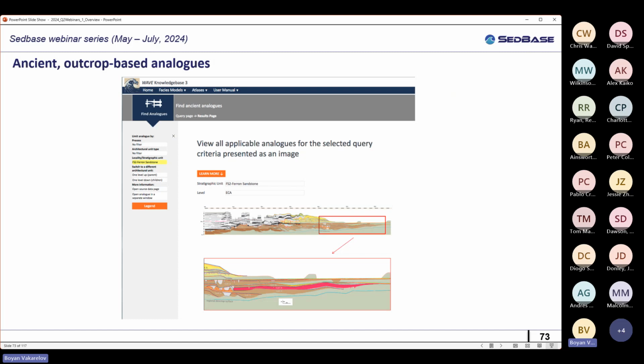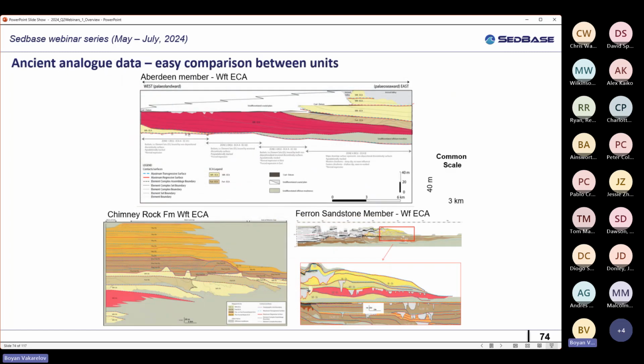The other thing that should be noted about these ancient data sets is that all data sets have been color coded in exactly the same way. So you can very easily compare and contrast different cross sections from different areas which have been redrafted. And again, the point here is to be able to use those things as analogs and to make sure that you understand what exactly has been mapped.